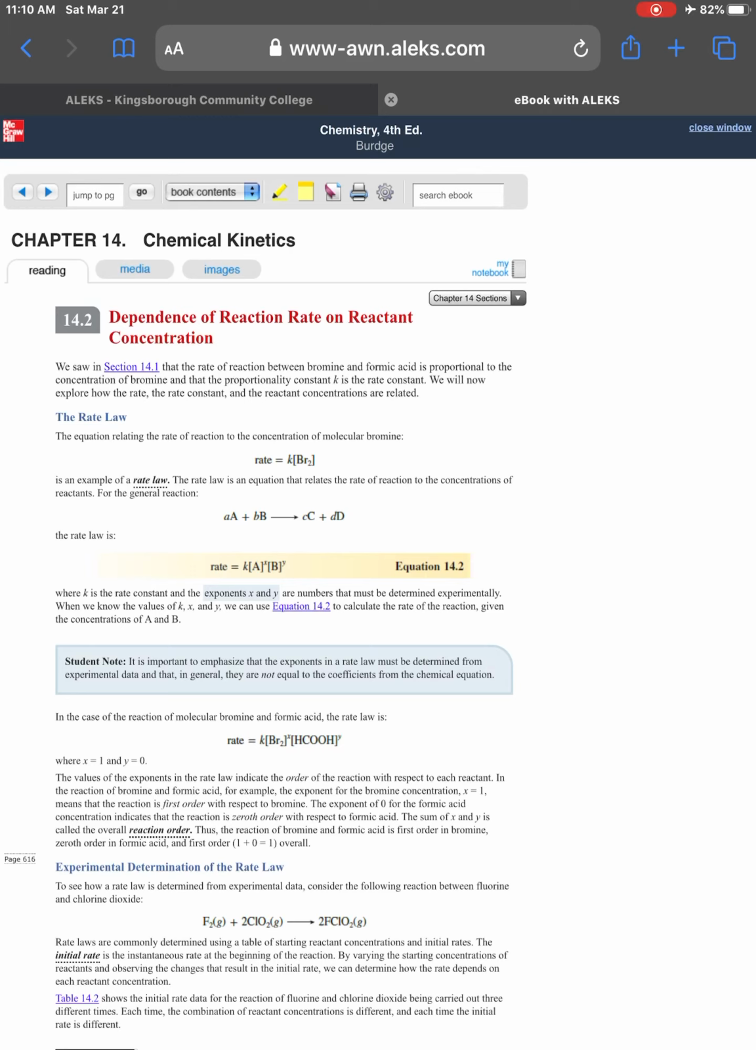The rate law. The equation relating the rate of reaction to the concentration of molecular bromine, rate equals k times the concentration of Br2, is an example of a rate law. The rate law is an equation that relates the rate of reaction to the concentrations of reactants. For the general reaction aA + bB goes to cC + dD, where the lowercase letters are the coefficients and the uppercase are the reactants and products, the rate law is rate equals k times the concentration of the first reactant A raised to the x times the concentration of the second reactant B raised to the y.